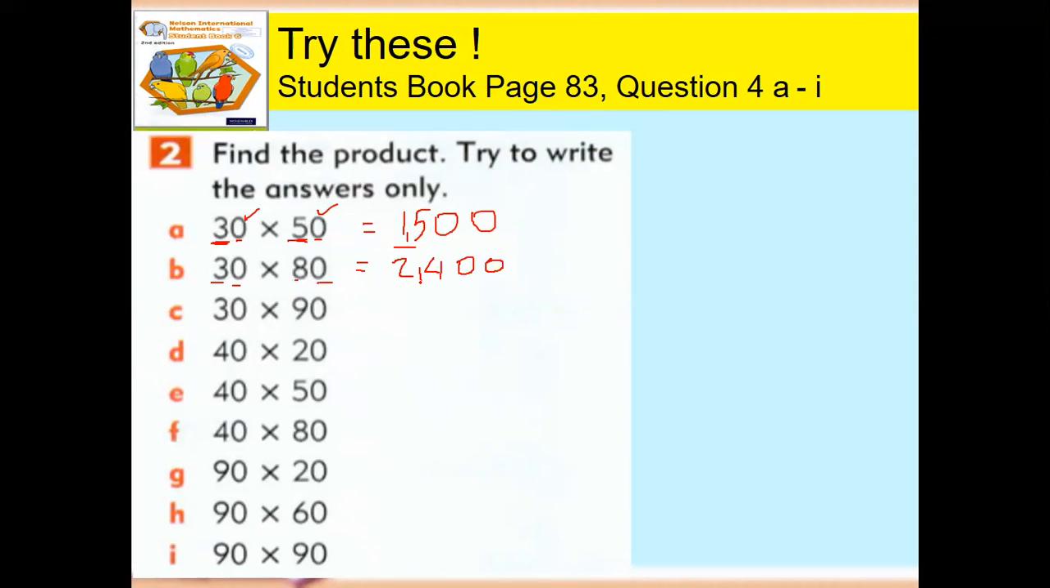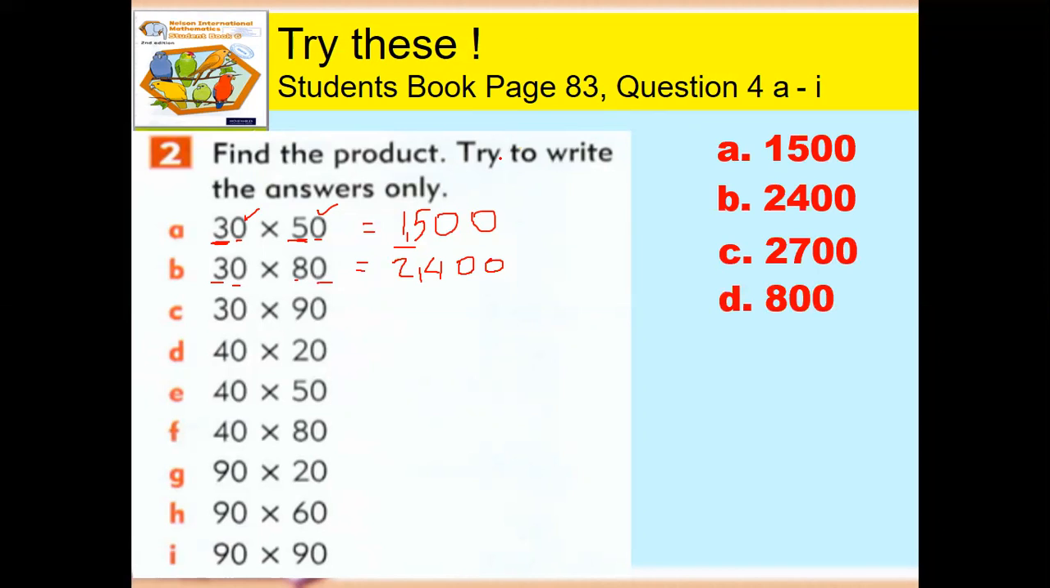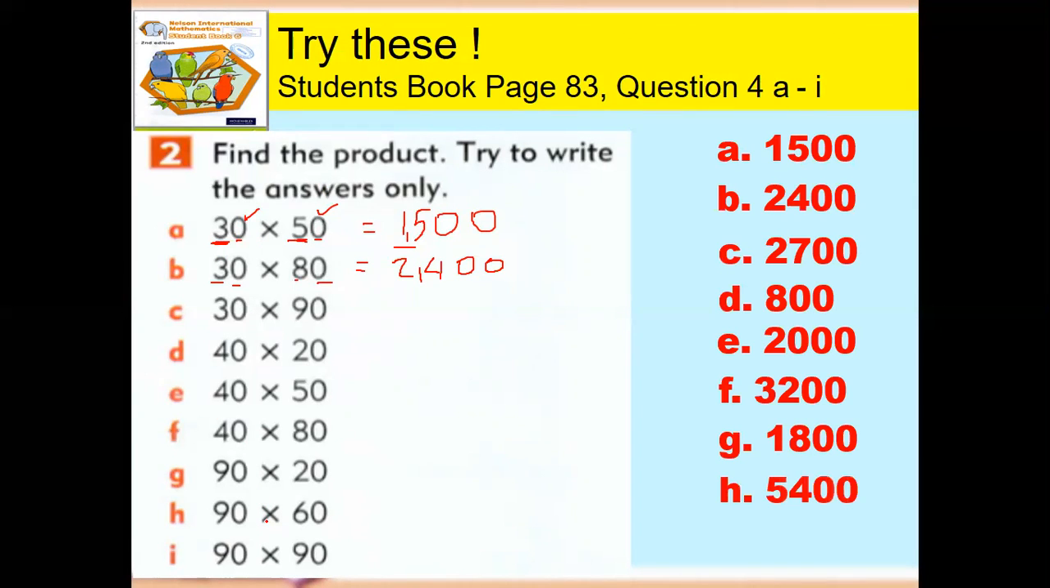All right, let's check now the answers. 30 times 50, so a while ago, letter A, the answer is 1,500. And 30 times 80 is 2,400. 30 times 90, 2,700. 40 times 20 is 800. 40 times 50 is 2,000. 40 times 80 is 3,200. 90 times 20 is 1,800. And 90 times 60 is 5,400. Then the last one, 90 times 90 is 8,100. I hope you have done all correctly. Now let's move on.